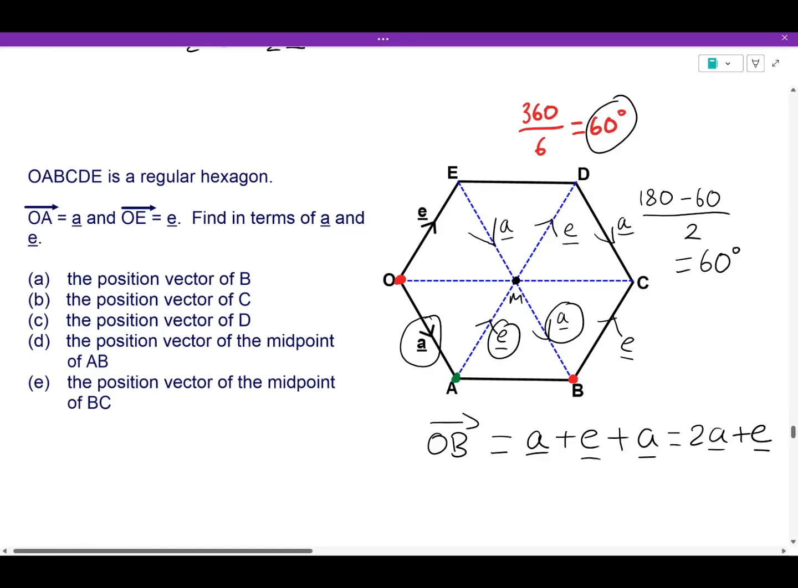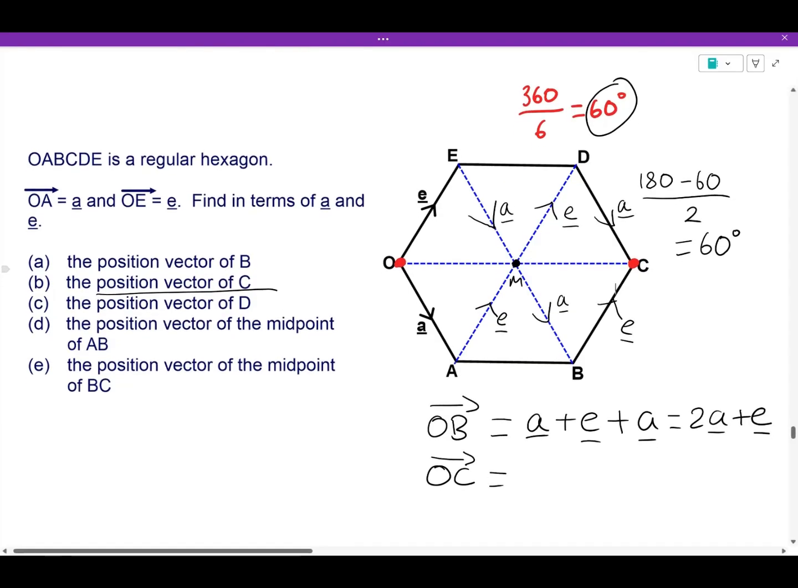Now let's have a go at the position vector of C. So that's O to C. So I'm just going to start by indicating on my start point and my end point. So starting at O and we're ending up at C. Now to go from there to there, we don't have the vectors directly across the middle, so we're going to have to make a bit of a detour.